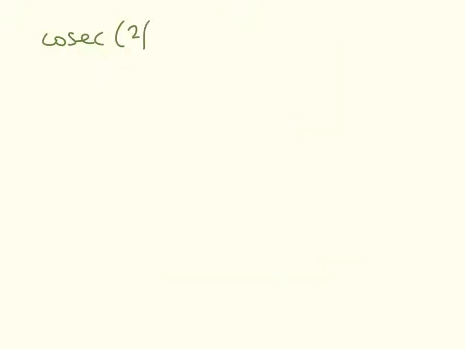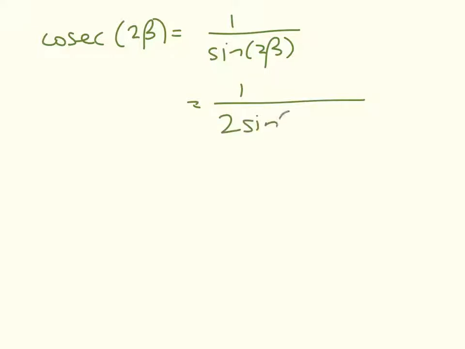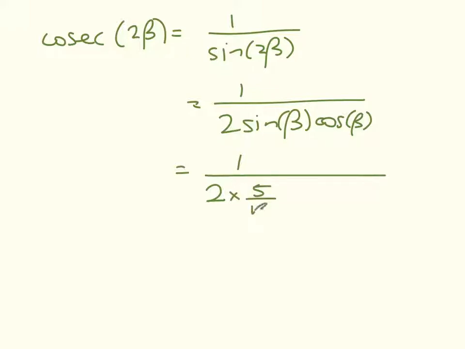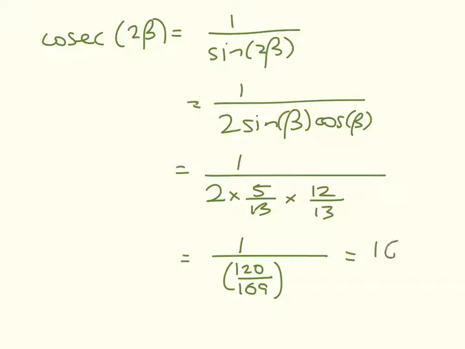Cosec of 2 beta is equal to 1 over sine of 2 beta. We can expand that using our double angle. And we're back to our building blocks of the sine and the cos of beta. That's equal to 1 over 2 times 5/13 times 12/13, which equals 1 over 120 over 169, which is another way to write this, 169 over 120. Right, last one.